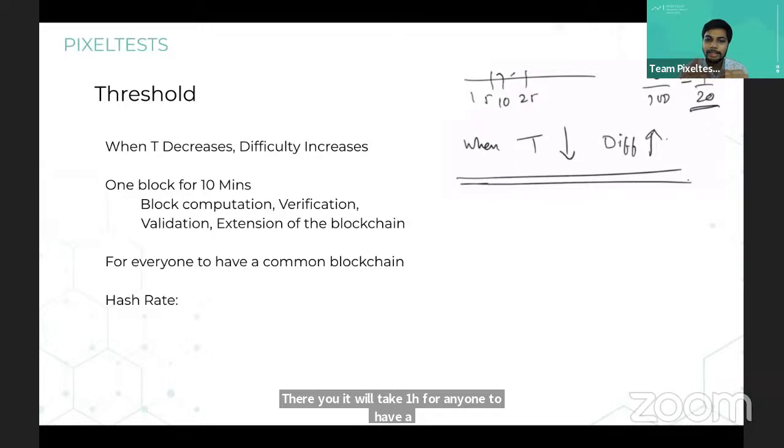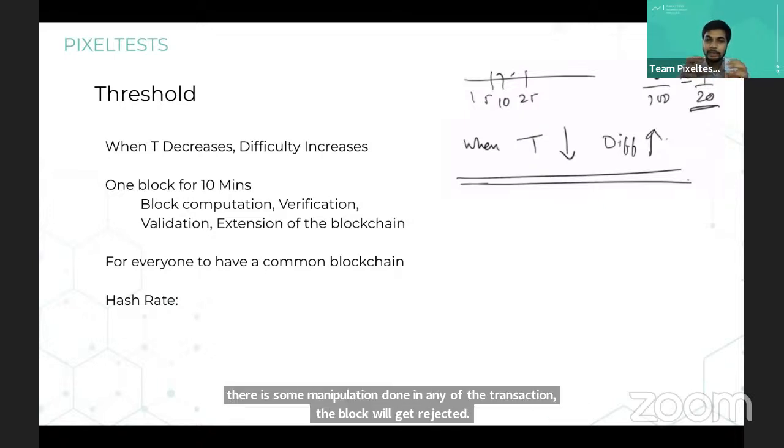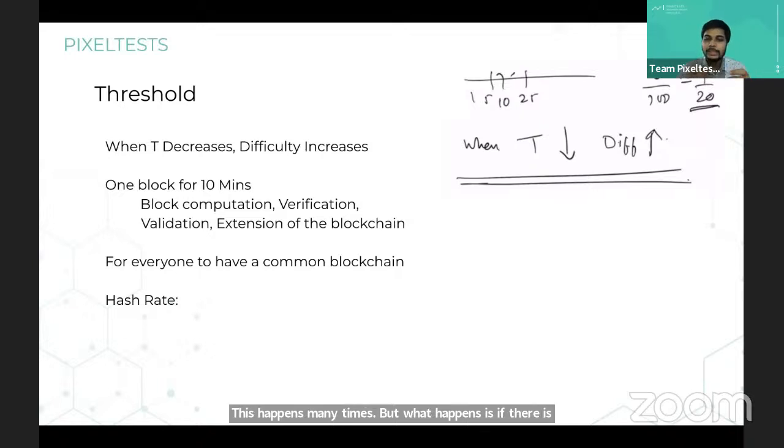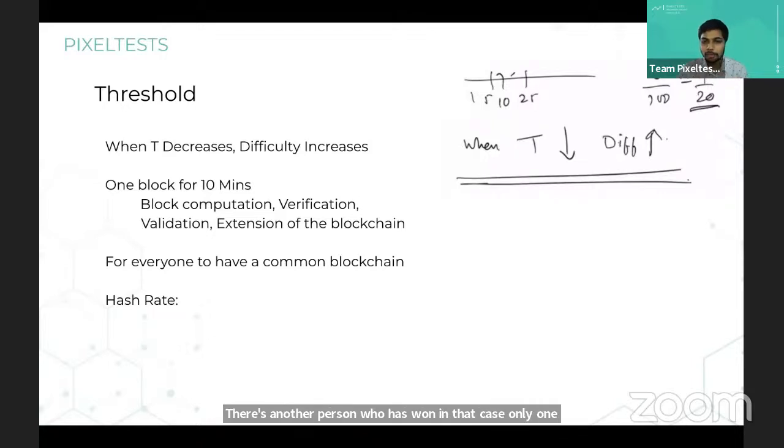It's not likely that one person uploads the block and it is rejected; 99% the block is going to be confirmed, but there is a slight chance that the block might get rejected for 2 reasons. If there is some manipulation done in any of the transactions, the block will get rejected. The other case is, if one person has won, and within a few seconds, let's say within 10 seconds, another person has also won. In that case, only one person is going to be the actual winner. That is what we will check today. So in these 2 cases, the blocks can get rejected.